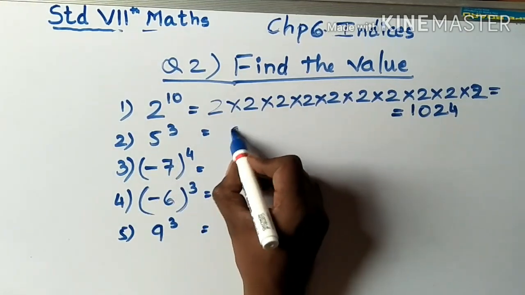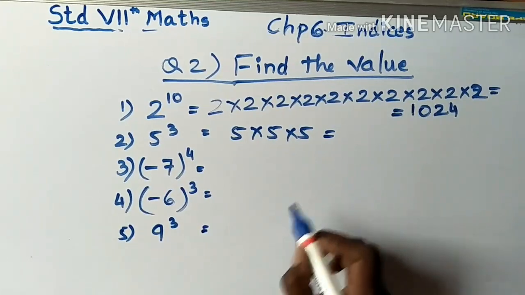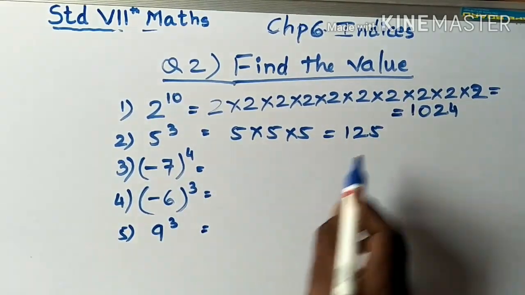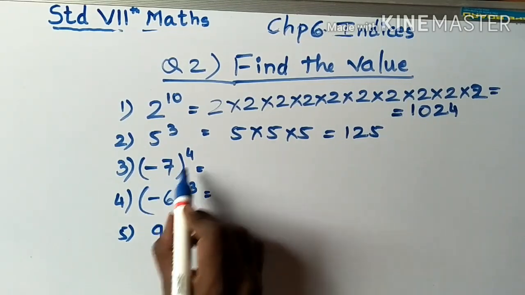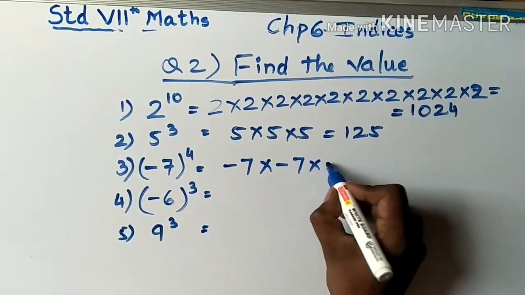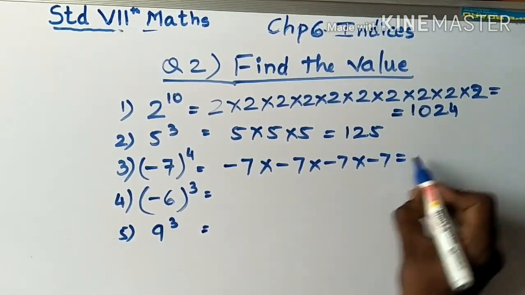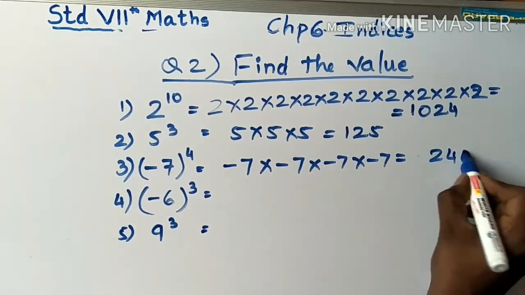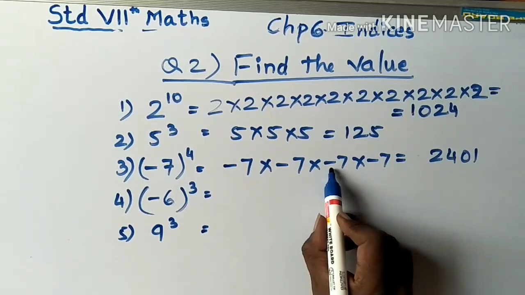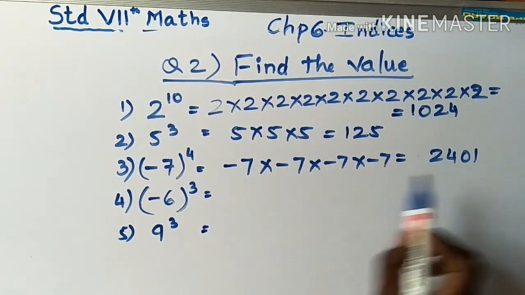Second one, 5 raised to 3. 5 into 5 into 5. Here you get the answer as 125. Multiply this 5 three times. Next, -7 raised to 4, so you write -7 four times. -7 into -7, here you get 2401. Now let's check the sign. Minus into minus, plus. Plus into minus, minus. Minus into minus, plus. So it is plus 2401.